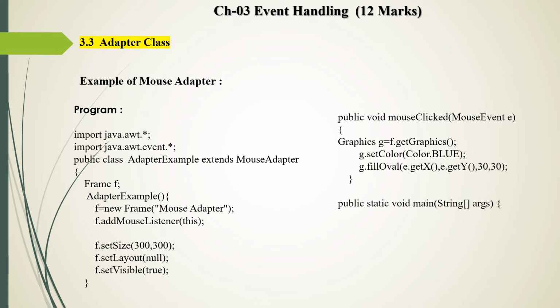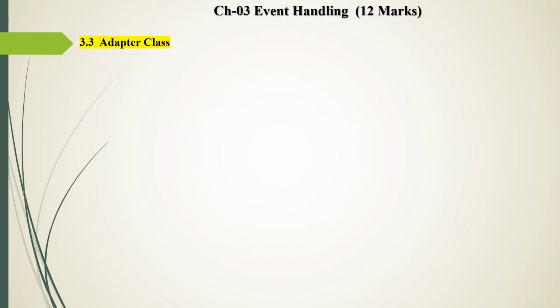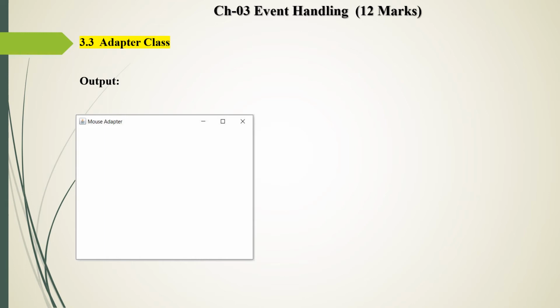Then we define the main method, public static void main, String arguments, and then we create one object of our class, AdapterExample. So this is a simple example. In this example, first one window is created, and then if you click the mouse, one blue circle is created with height and width of 30. So the output of the program first displays one simple window, that is our frame, with the title Mouse Adapter.